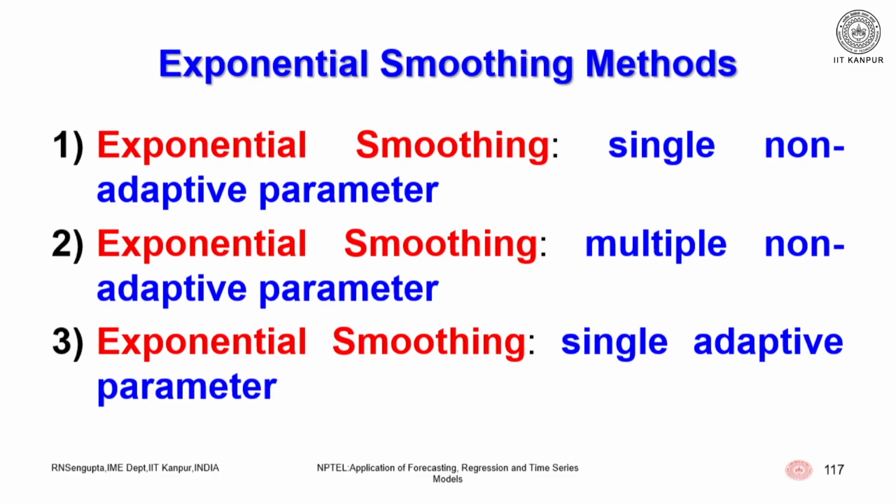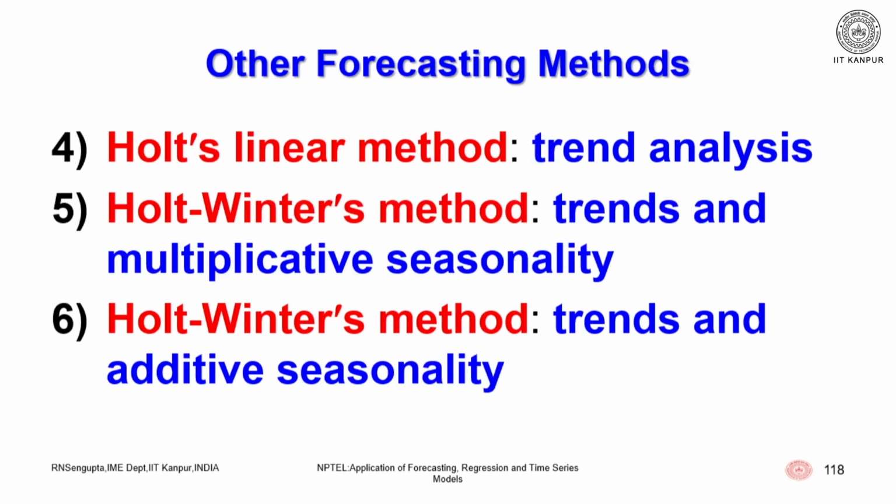And obviously, logic would say that we can extend this work in the case of exponential smoothing average, where there are multiple adaptive parameters. So, this is what we will cover, and the exponential smoothing methods cover, as I have already mentioned, exponential smoothing single non-adaptive parameter, exponential smoothing multiple non-adaptive parameter, exponential smoothing single adaptive parameter.